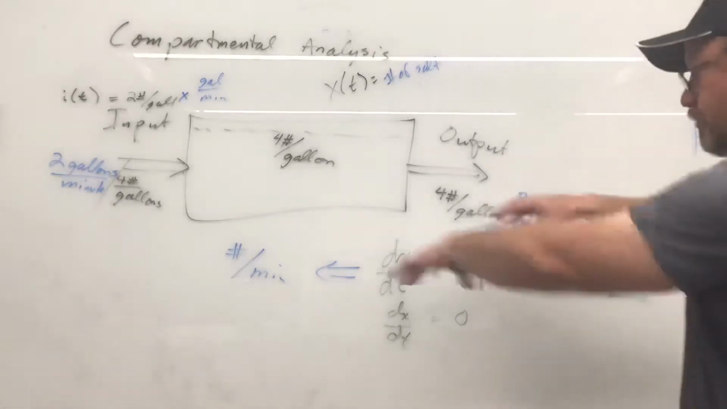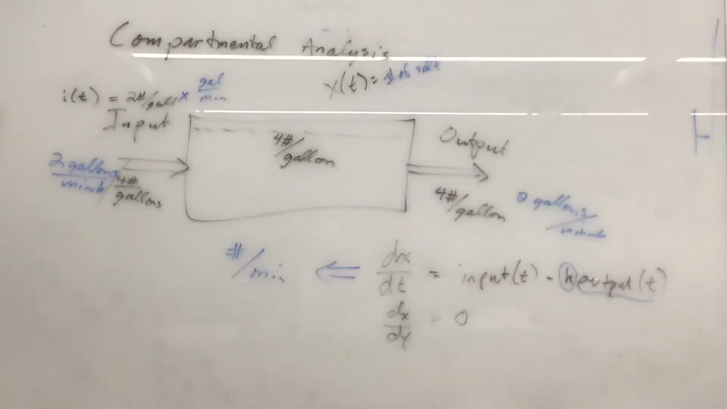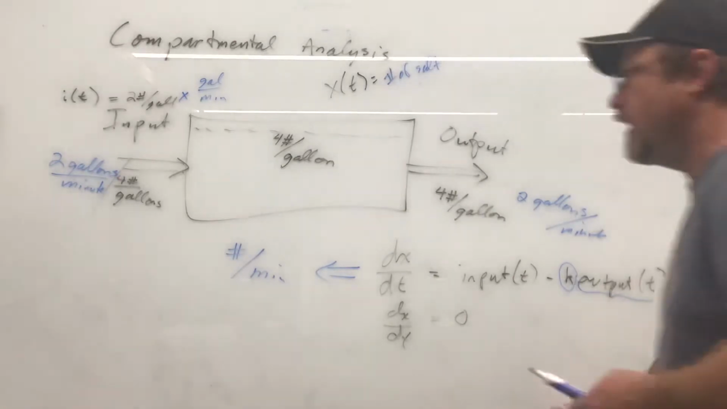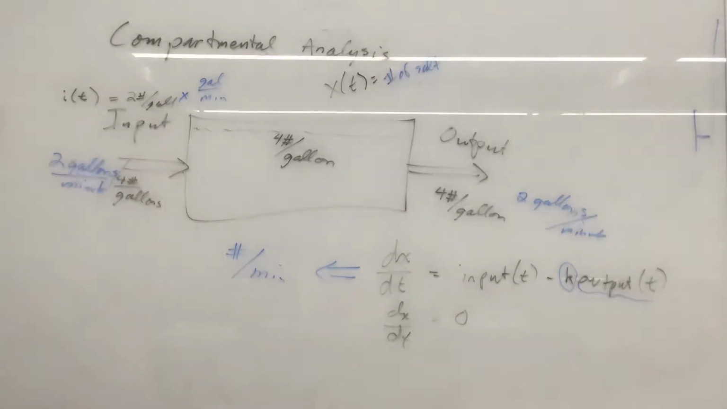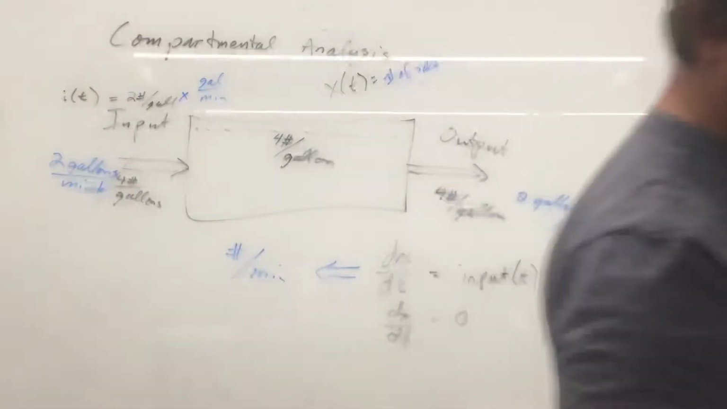Okay, so if we look at a case where the input concentration doesn't equal the output concentration, we said right here, input and output, if they're the same, everything just stays at 4 pounds per gallon. But we're going to change that, and we're going to say 2 pounds per gallon for the input concentration. Okay, so it's going to decrease.